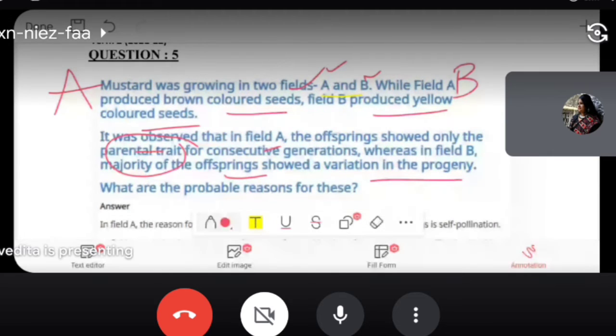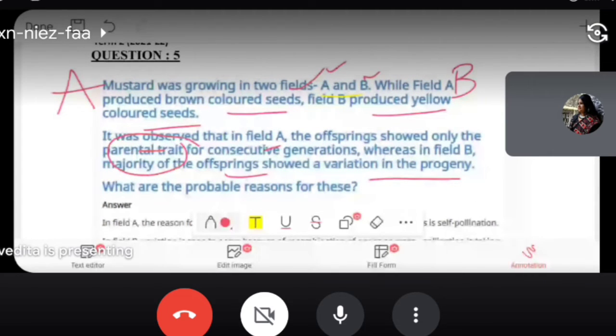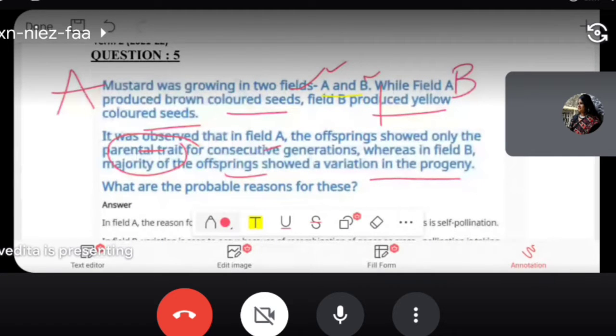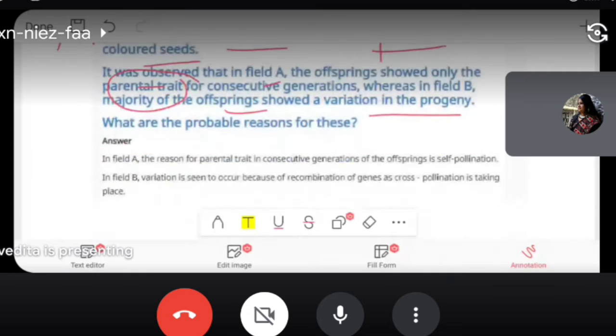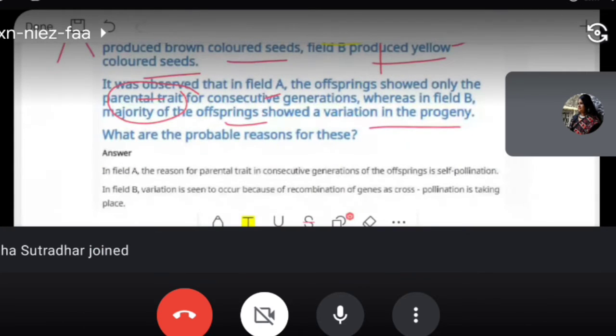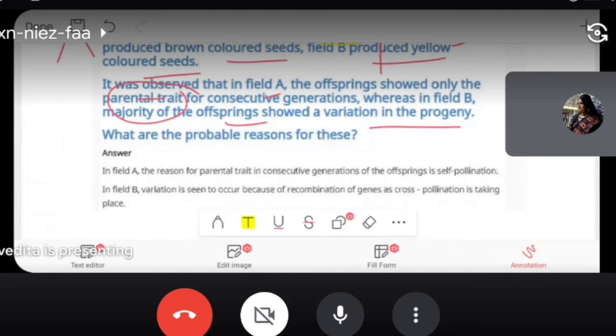Okay, so what are the probable reasons for this? Here there is no need to do the chart or hybrid cross or anything, you just have to state the reason for this. Means why is this type of formation happening? In one field different types of characters are coming, and in another field the characters are coming only from the parents. So why is this differentiation coming?